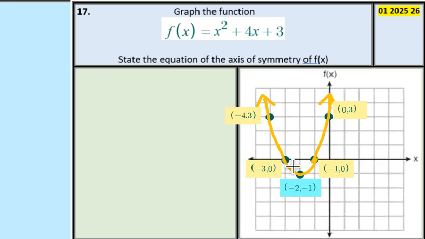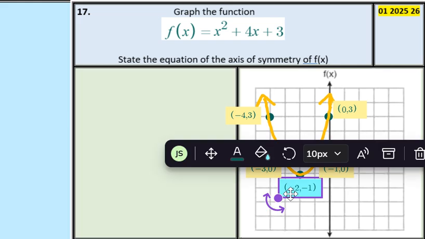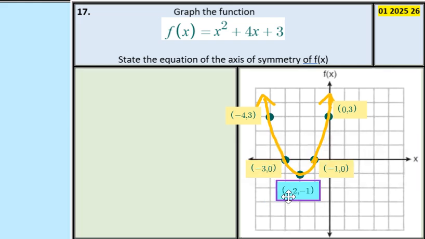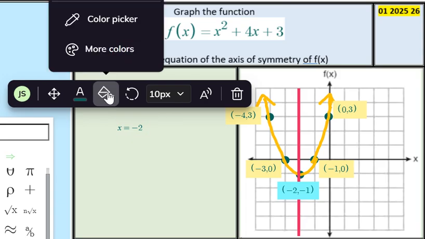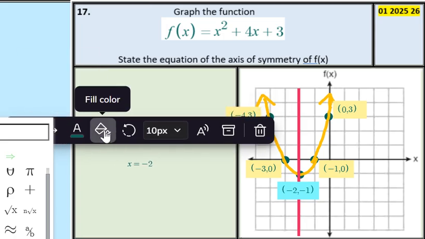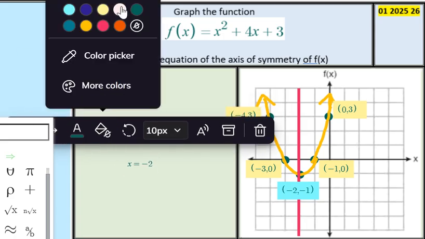Now, a very important feature is the axis of symmetry actually passes through the vertex of every parabola. So that line goes right through the vertex, like so. And the name of that line is the x-coordinate of the vertex. So we know that the name of this line is x equals -2.